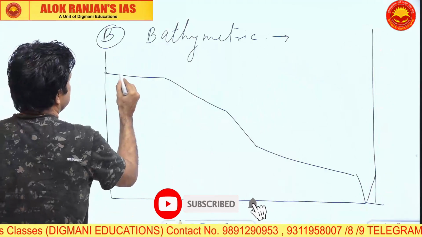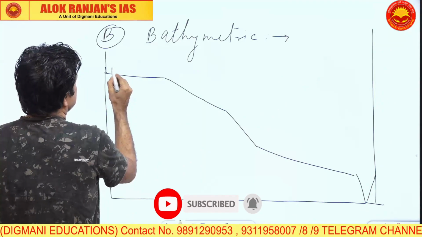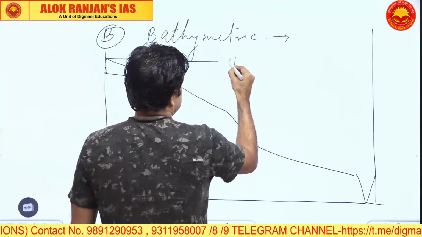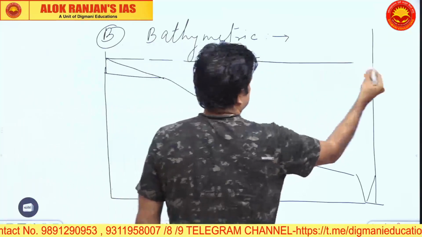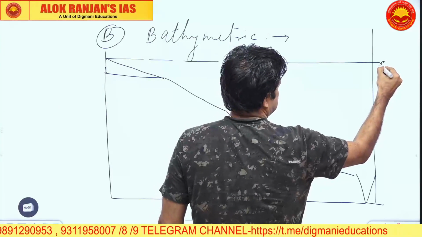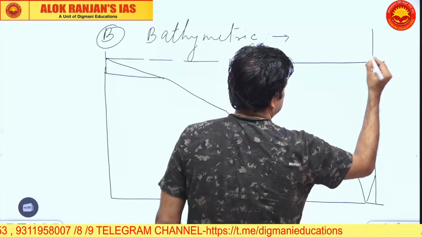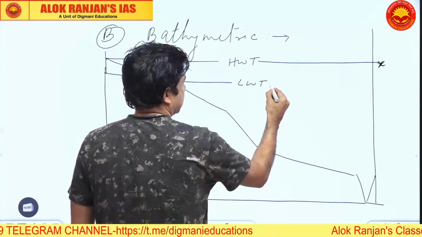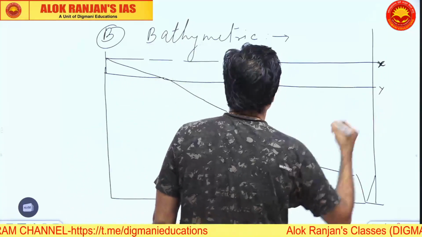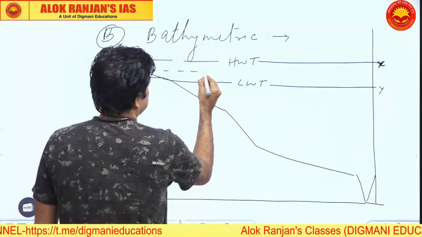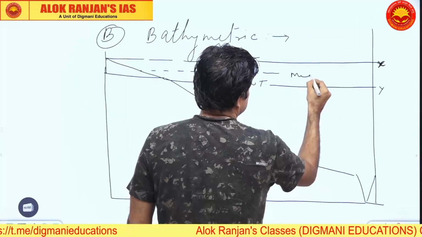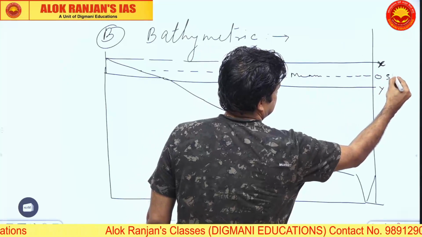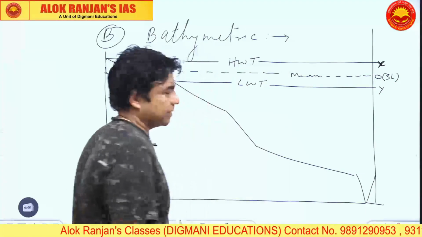Now say this is the high water tide. I'm calling it X. This point is X, and this is the low water tide. This is your Y, and between high water and low water tide, the mean which is taken will be called 0, and that's your sea level. This is your sea level.